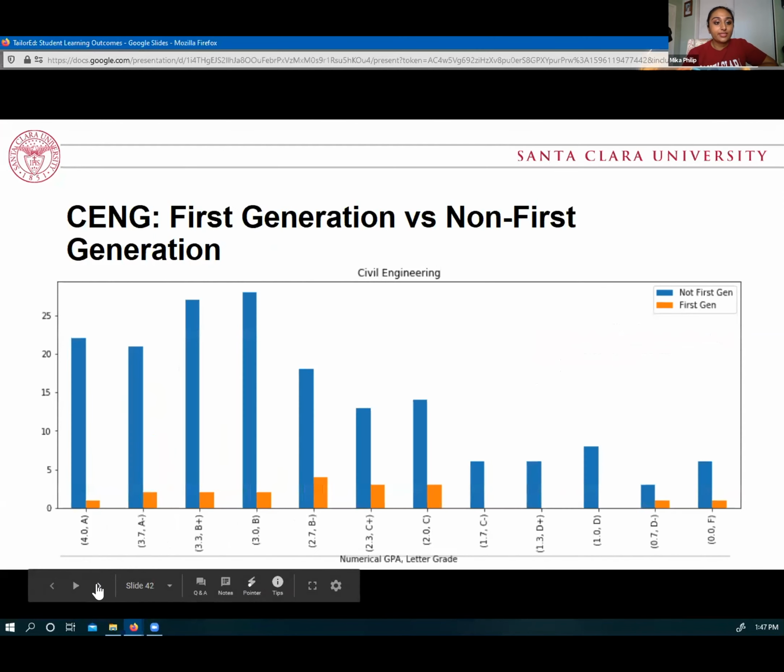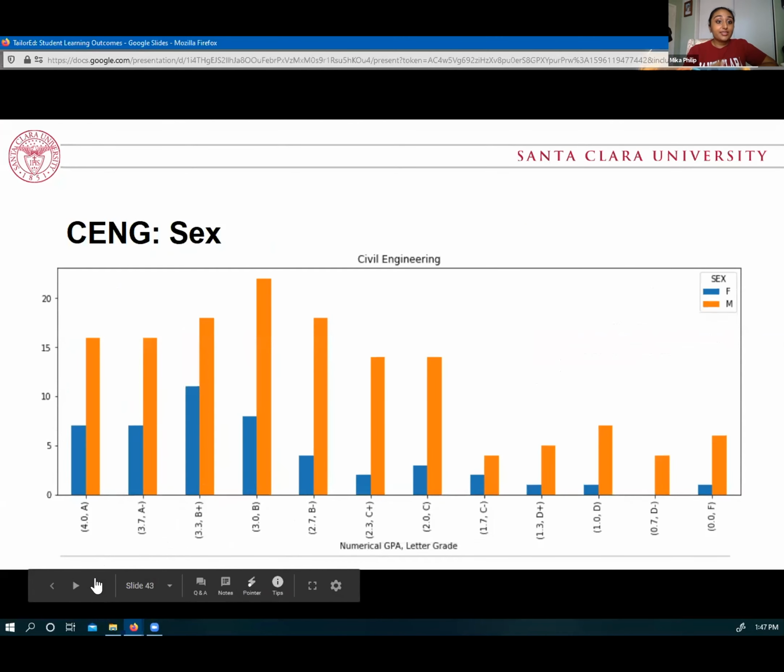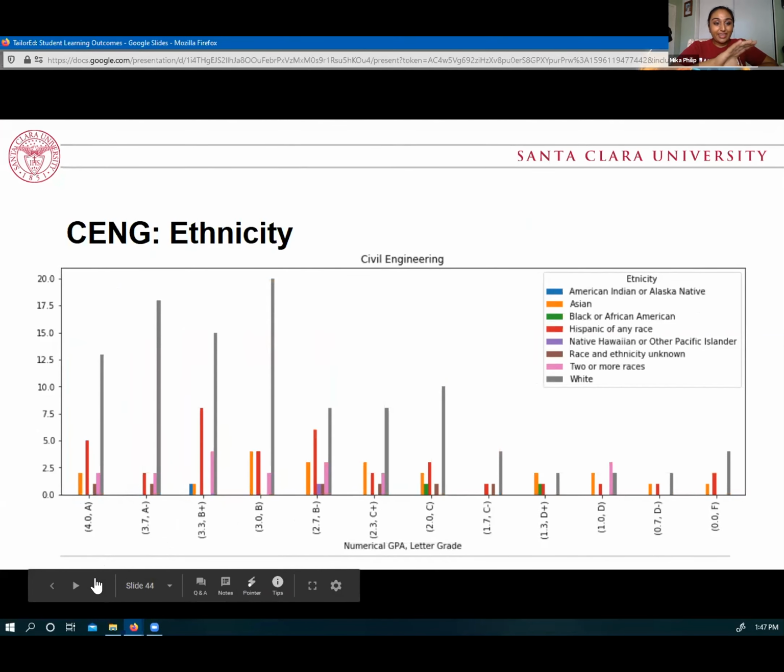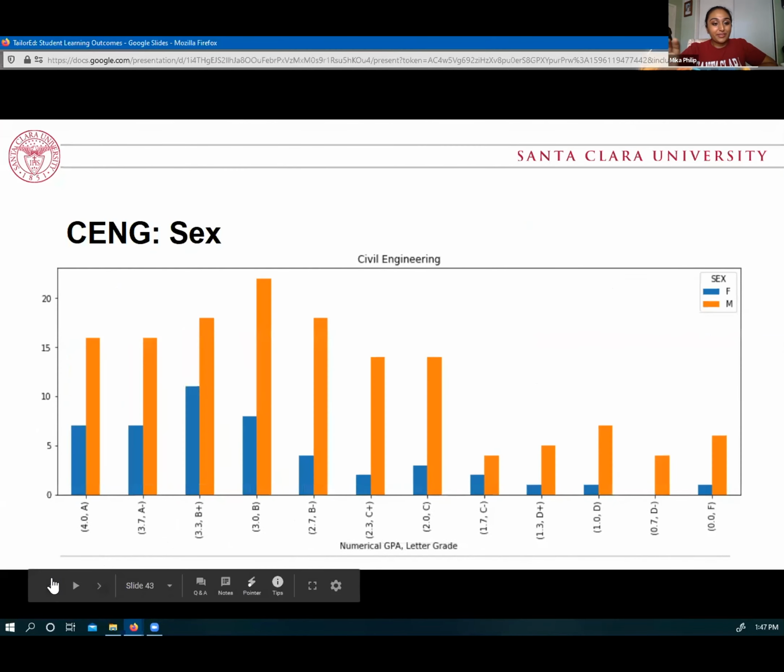Next slide. We did the same thing for civil engineering: first generation versus not first generation, and sex. Here we also see that, in terms of grades, unlike a downward curve, this one seems to be a little more uniform.